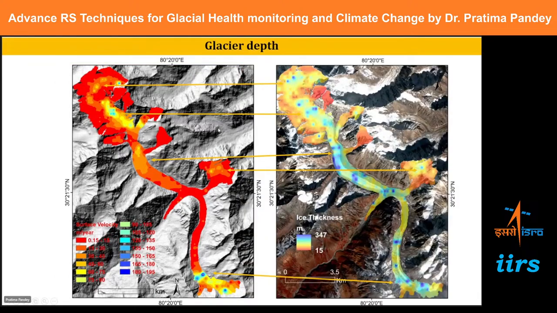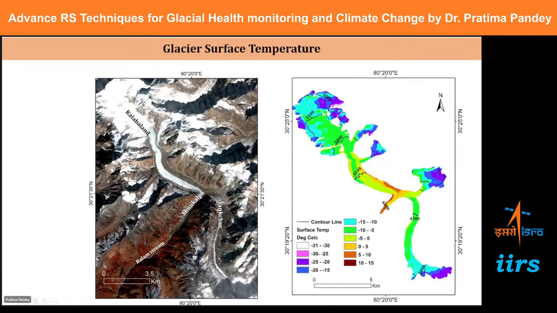Then we can also estimate the glacier depth. Glacier depth is basically estimated using slope data and velocity data. We can estimate the depth of the glacier using an empirical relation. And using temperature data, like the Landsat thermal band of remote sensing data, we can estimate the surface temperature of the glacier. For example, you can see for this glacier the surface temperature has been estimated.